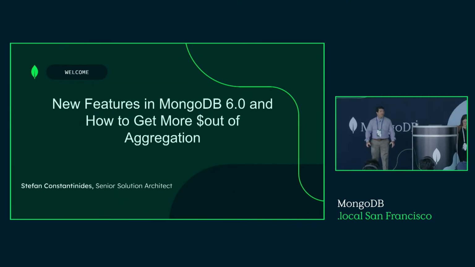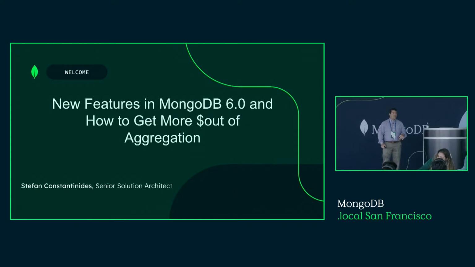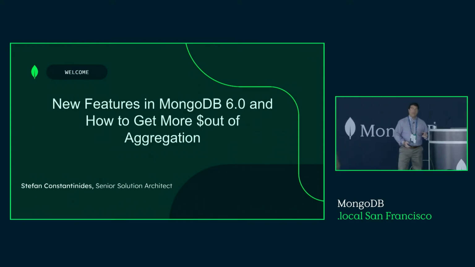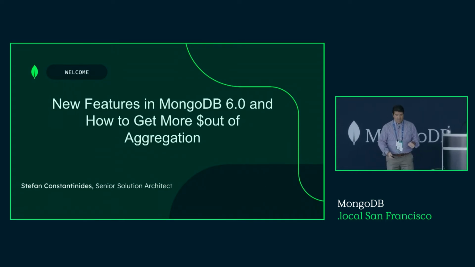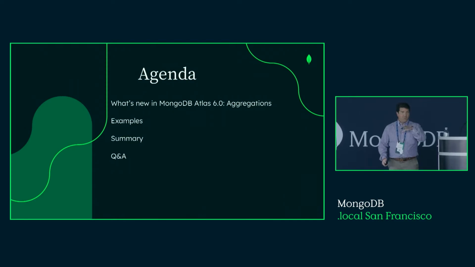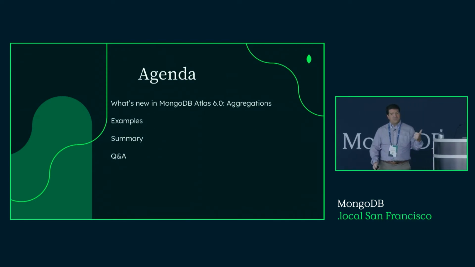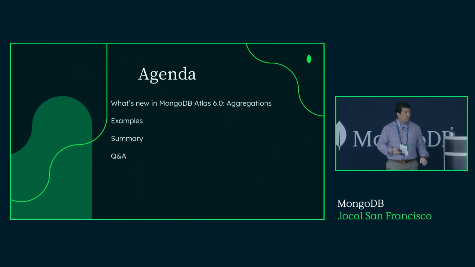Good morning, everybody. I'm Stefan Constantinides, as you just heard. We want to walk through what's new, the features in 6.0 and aggregations. So let's jump right into it. A quick overview of what we want to talk about: what's new in 6, and then we'll frame it down to what's new in aggregations. We're going to go through some examples, and then a quick summary and some questions. Hopefully that'll be good for everyone.